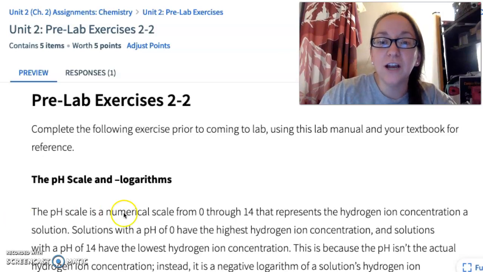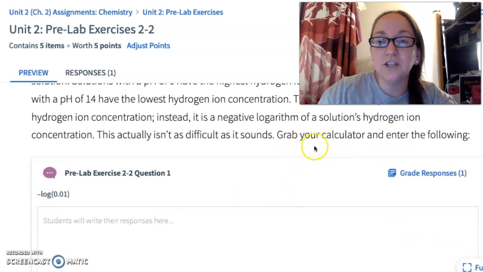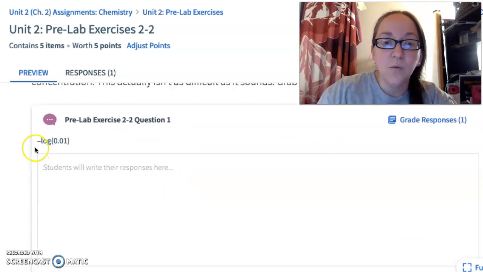Okay, so if you're looking at your exercise, this is trying to explain it first. It talks about the pH scale and logarithms, that the pH isn't the actual hydrogen ion concentration. Instead, it's a negative log of the hydrogen ion concentration. So it asks you first to just get your calculator and enter this. What's the negative log of 0.01?